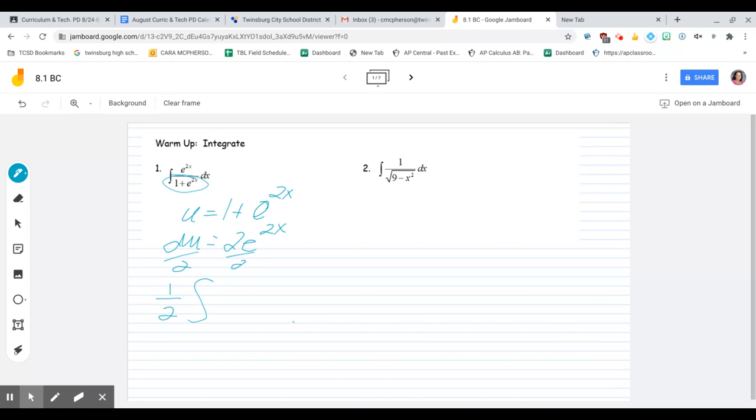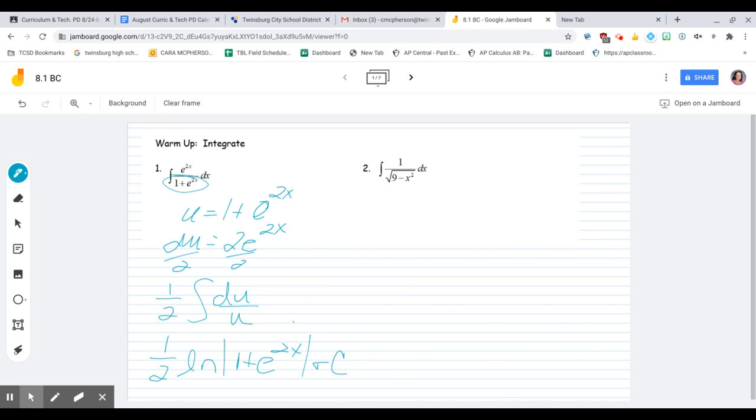And then we want to identify, if we know what u is, what's being done to it, what form is it in. This is a du over u, something we would have done in chapter 5. Du over u is a natural log, so you end up with 1/2 the natural log of 1 plus e to the 2x. So that is a review of a u sub and a review of natural log form.